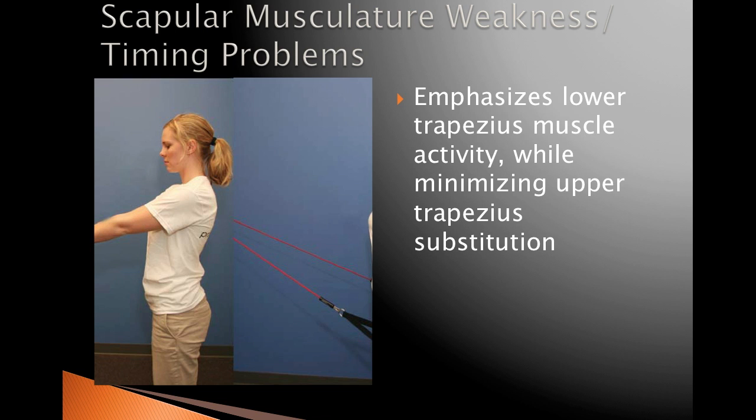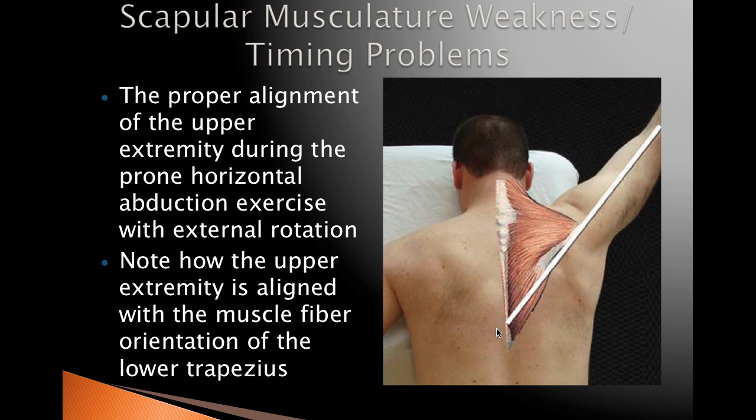Okay, and here we go. This is not a good picture. I'm not sure why it's like that, but it looks like she's doing shoulder extension. Sorry about that, and shoulder retraction. I don't know why this is like this. Sorry. And here we go. Prone horizontal abduction with external rotation. The arm is oriented to the firing pattern of the lower trap. It's in line, okay, at about 120 degrees.